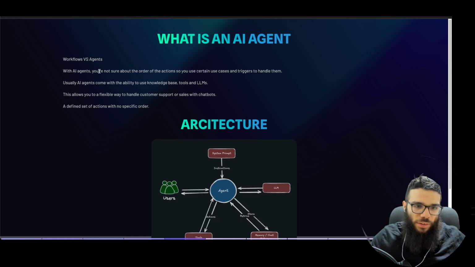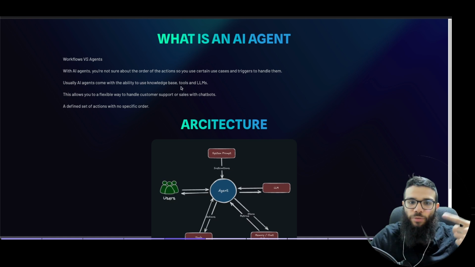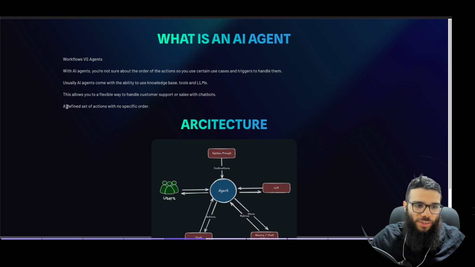With AI agents, you're not sure specifically about the order of the actions, but you know that you need to handle certain use cases and triggers. So usually AI agents come with the ability to use a knowledge base, they have access to an LLM, they have function tools, and this is why it allows you a flexible way to handle customer support or sales or leads or whatever it is. And in simple words, it's just a defined set of actions with no specific order.